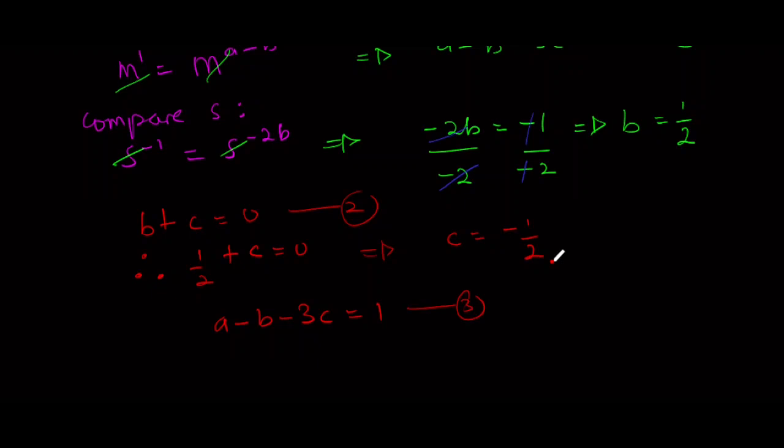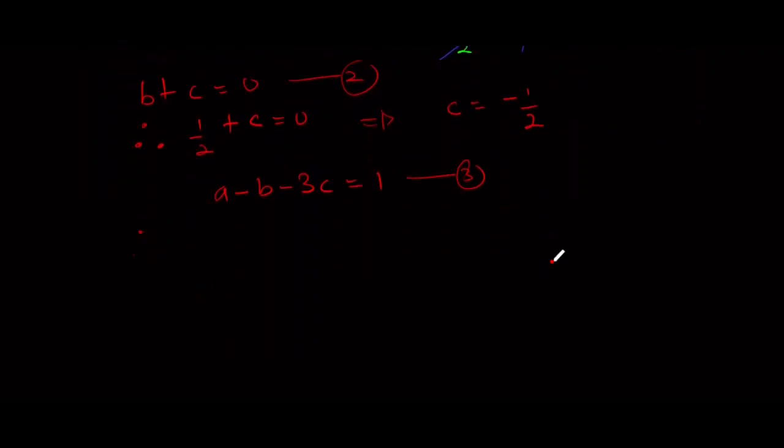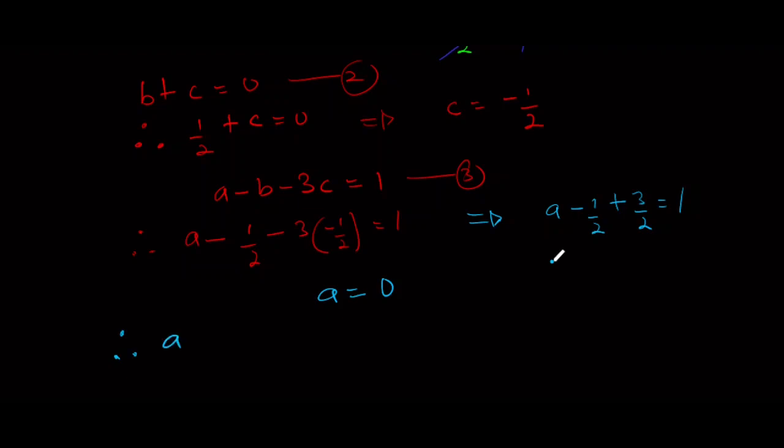Substitute our value here. That means a minus, in place of b, we write 1 over 2, minus 3, in place of c, we write minus 1 over 2, equals to 1. So in that case, we are going to obtain a minus 1 over 2, minus times minus will give us plus 3 over 2, is equals to 1. So when we try to simplify this, our value for a becomes 0. In short, our powers, we have 0, then for b, we have 1 over 2, and c, we have minus 1 over 2.